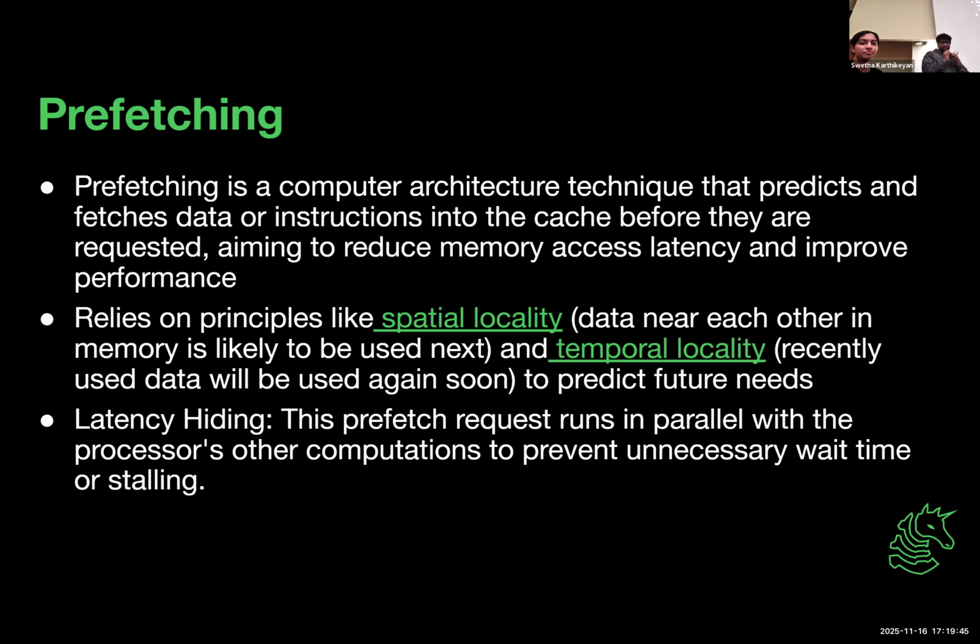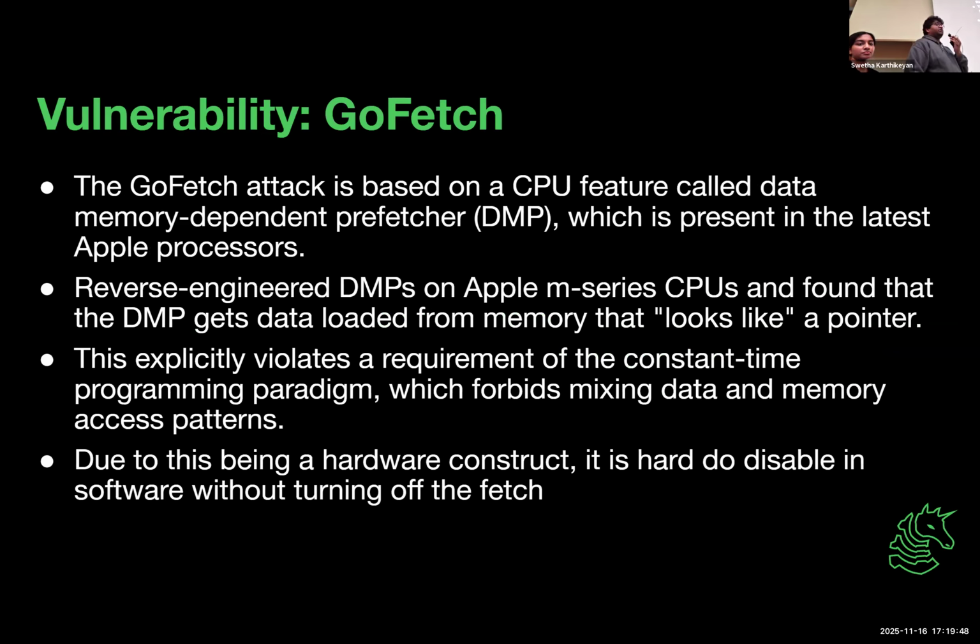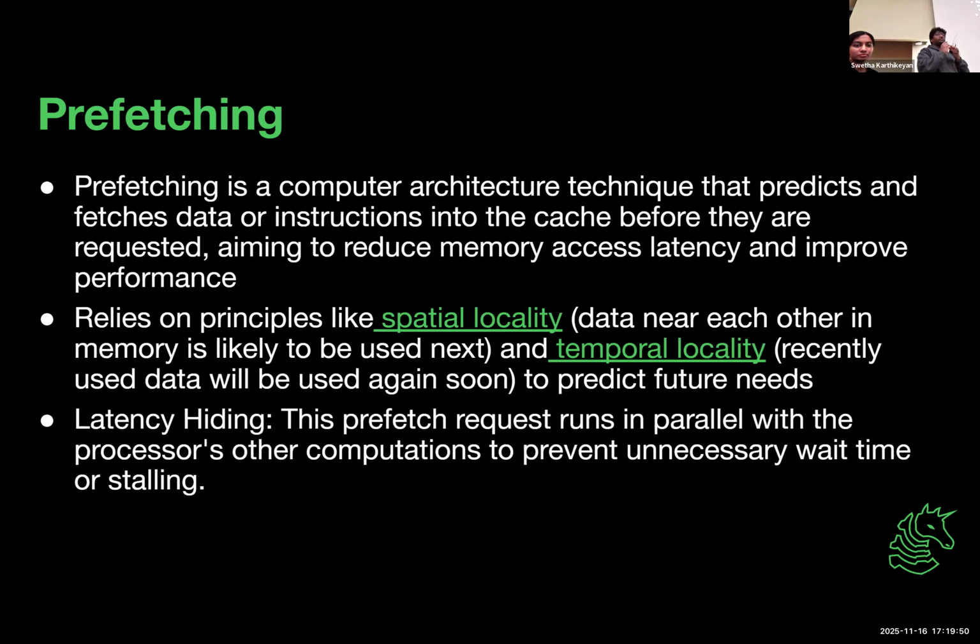So this attack is GoFetch. It's a pretty recent vulnerability found in the M1, M2, and M3 Mac devices. It's based on the DMP prefetcher found in the M1, M2, and M3 Macs. Prefetching as a concept is very similar to branch prediction, except for memory access patterns. Prefetching essentially gathers a bunch of data and puts it into a cache so that the CPU doesn't have to go all the way down to main memory to fetch data it potentially wants to use in the future.